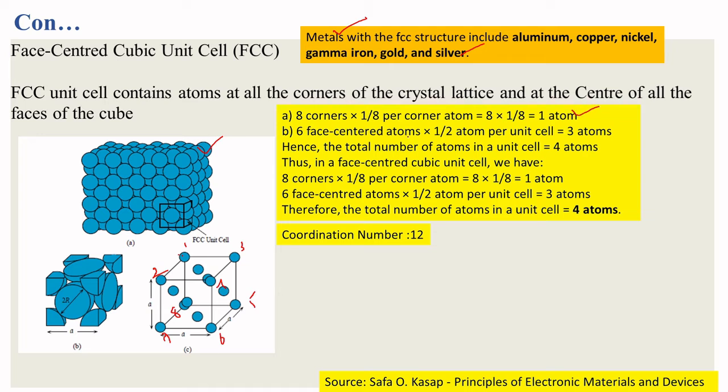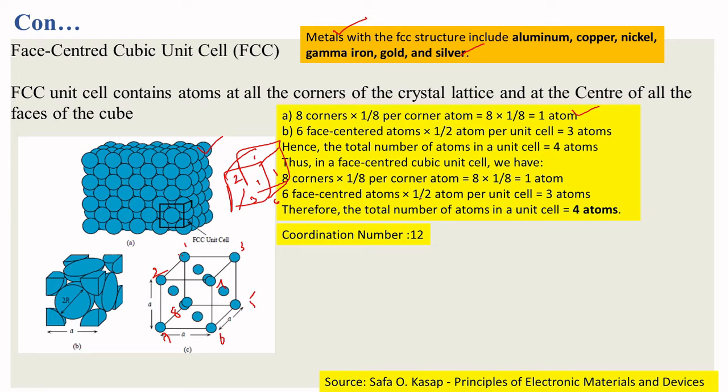Then there are 6 face center atoms: 1, 2, 3, 4, 5, 6. You have a face center atom in each of the 6 faces of the cube. I hope you understood, right? Counting again: 1, 2, 3, 4, 5, 6. So you can see 6 faces.